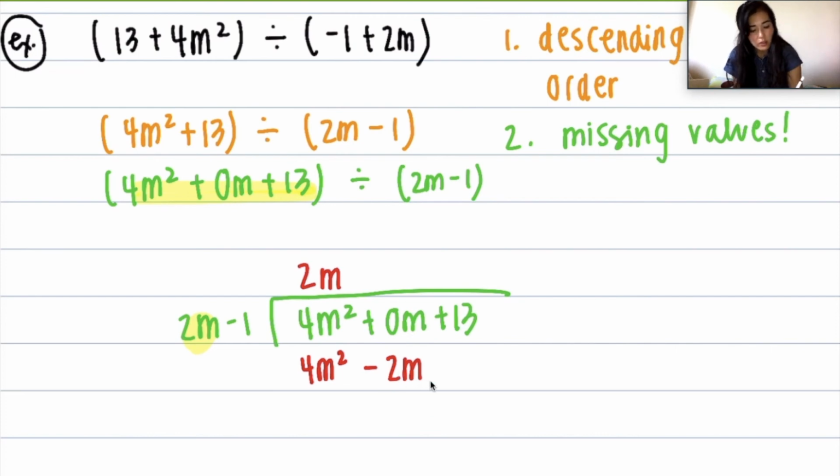Be cautious. Remember that you are subtracting that entire second term. Your m squares are going to cancel. You have 0m minus a negative term, so it's going to become positive. We're going to get 2m, and then bring down that next term, plus 13.